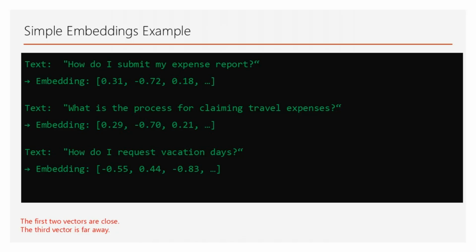We're no longer matching keywords like expense or report. We're matching meaning. Importantly, these embeddings are generated ahead of time and stored. At runtime, we only embed the user's question and perform a similarity search. The model itself never searches documents, it only reasons over what retrieval gives it.